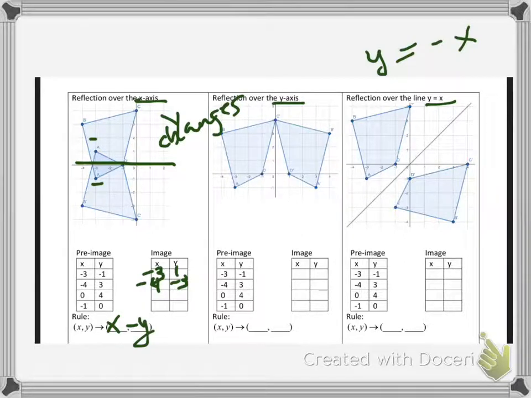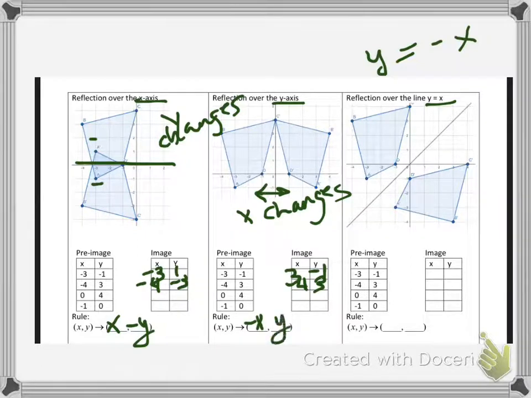If you reflect over the y-axis, then the x changes. So now, if we started at A being -1, -3, now it's going to go to +3, -1. And B at -4, 3 is going to go to +4, 3. So only the sign of x changes. All right.